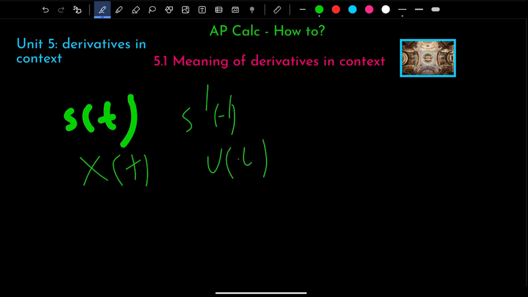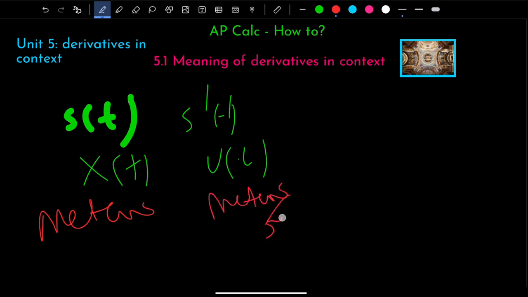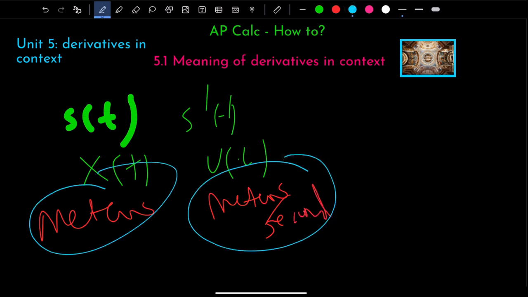So what you need to focus on is units. If s of t is in meters, then s prime of t is going to be in meters per second. If this is in meters per second, then the derivative of it is in meters per second per second. So it's always going to be the new rate.